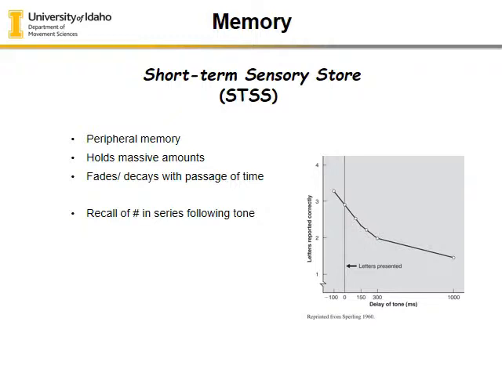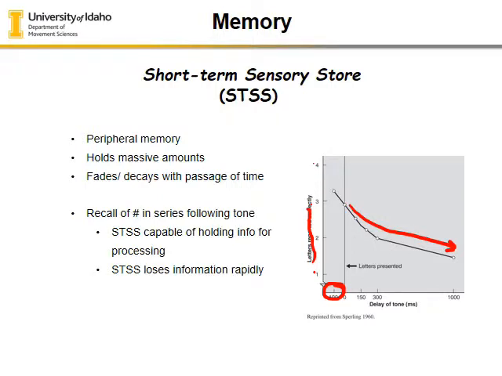Here we have a figure that shows you how quickly things can go. Letters are reportedly correct, right? So there's 1, 2, 3, 4, and immediately we can do this, and then see how rapidly you have the decay and the ability to recall the number with respect to time. The short-term sensory store is capable of holding information for processing, but it loses information rapidly. That's what I want you to focus on: yes, you can hold lots of information, but it is only there for a short period of time. And as time goes on, there's a rapid decay or loss of this information.